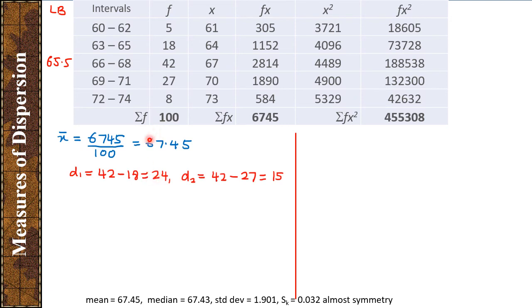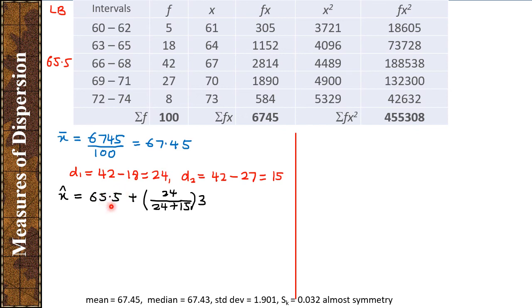And then now we find the mode. As I said earlier, to find the mode, we have to subtract the modal class frequency from the frequency before and after it. So before that, D1, we got 24. And after, subtract with the after interval, D2, which is 15. So we can proceed to the formula of the mode.